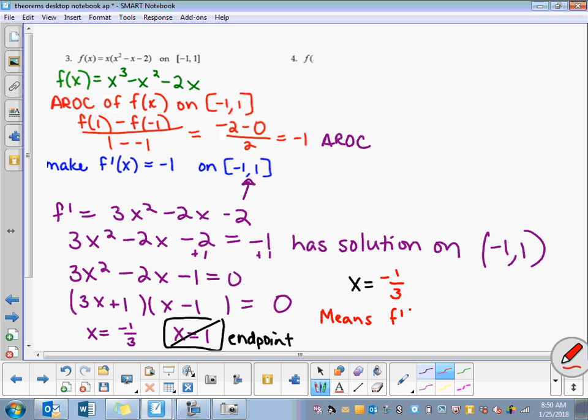And that means that f prime of x equals -1 at x equals -1/3, which is what the mean value theorem said should happen: there's a number in between -1 and 1 where the derivative will equal the average rate of change between -1 and 1.